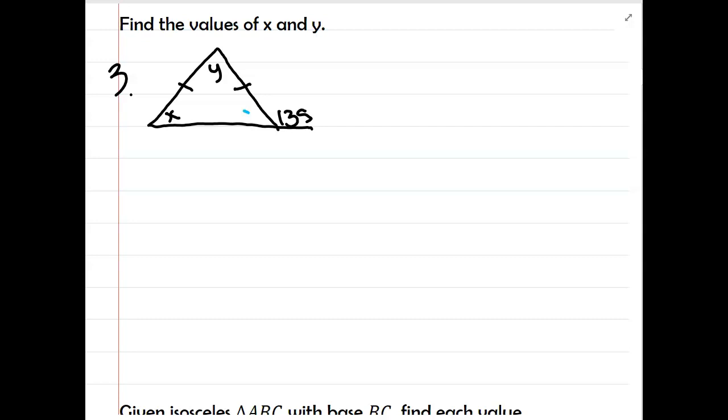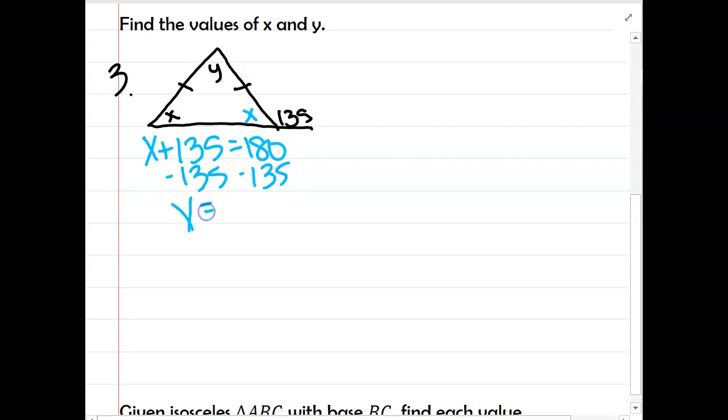So this base angle right here is also x, right? We just talked about that. If you have an isosceles triangle, that's the isosceles triangle theorem: if the sides are congruent, the base angles are also congruent. I don't know what x is, but I know they're both x. Now once I fill that in, how can that help me find one or both of these? So I know that x plus 135 equals 180, because it's a straight line. If I subtract 135, we get x equals 45.